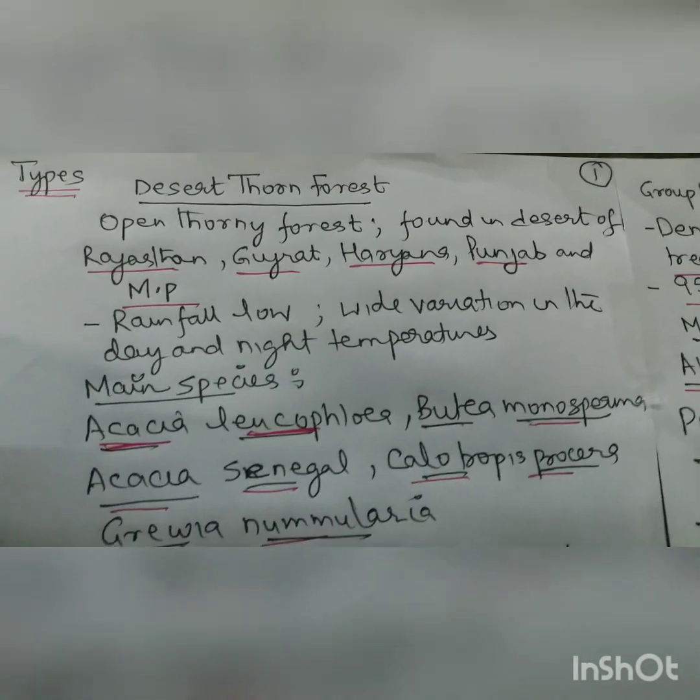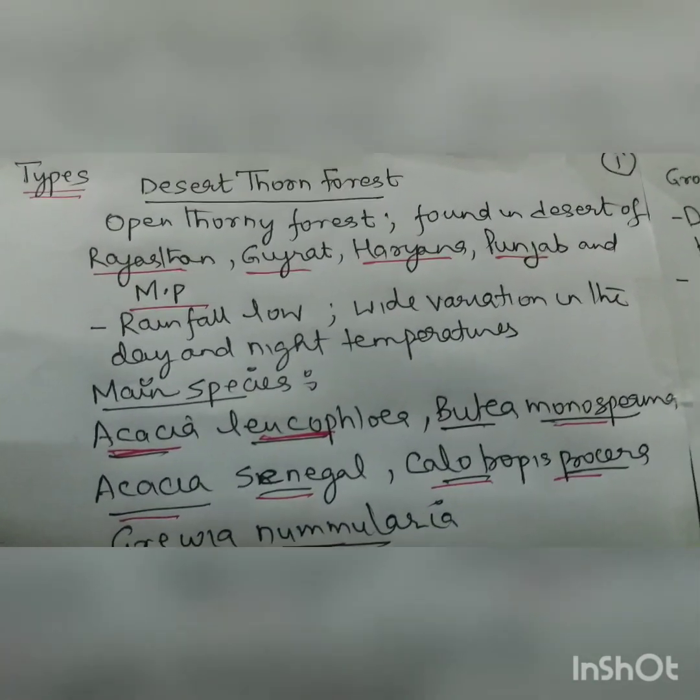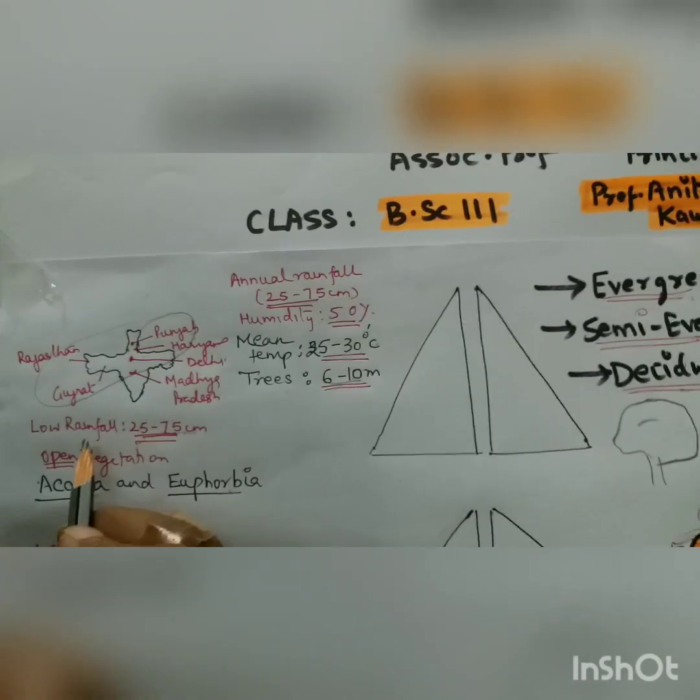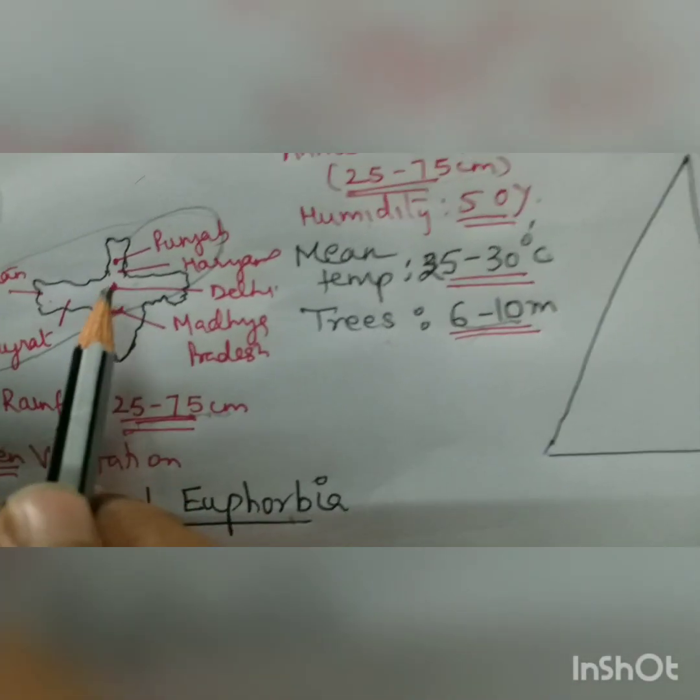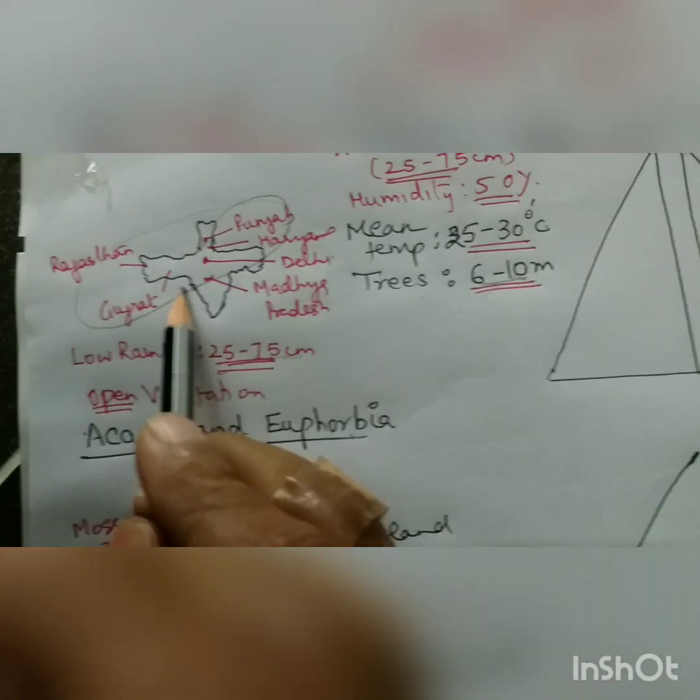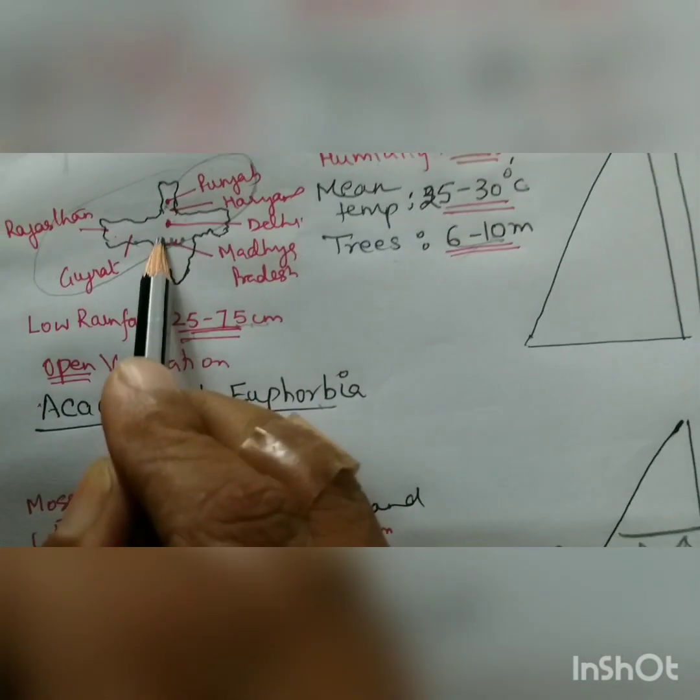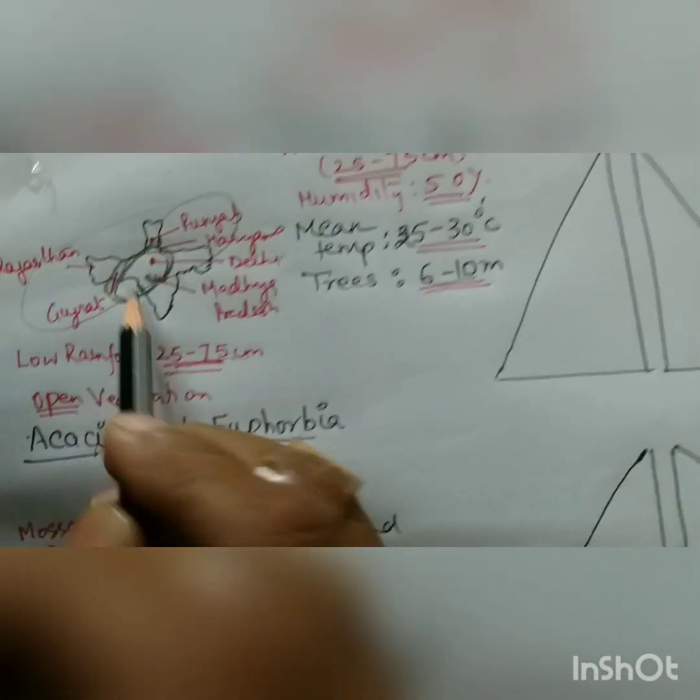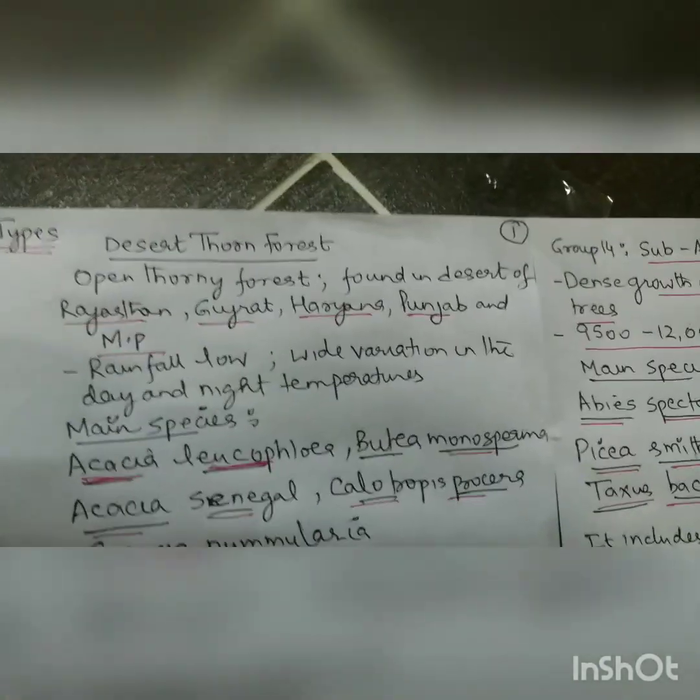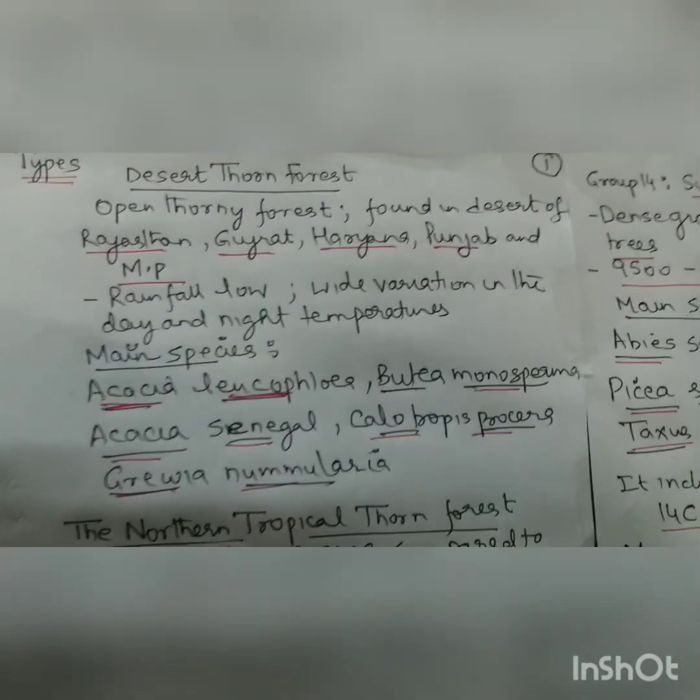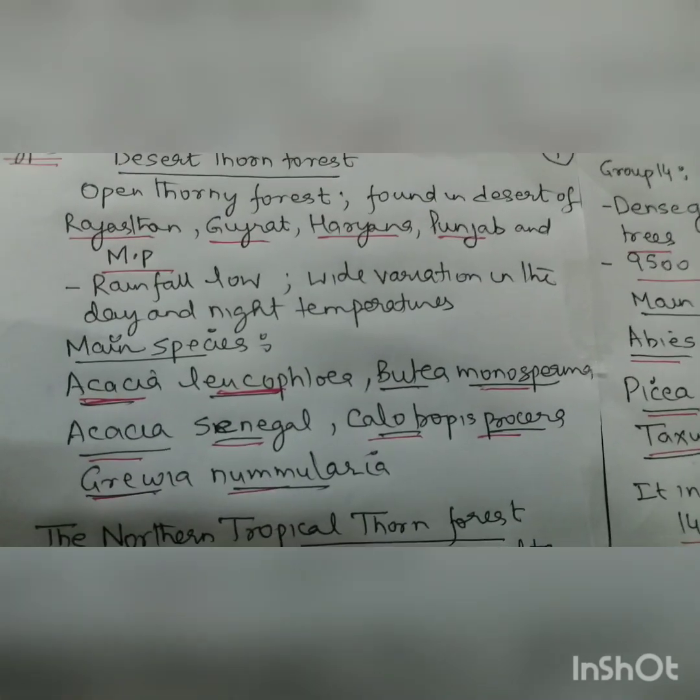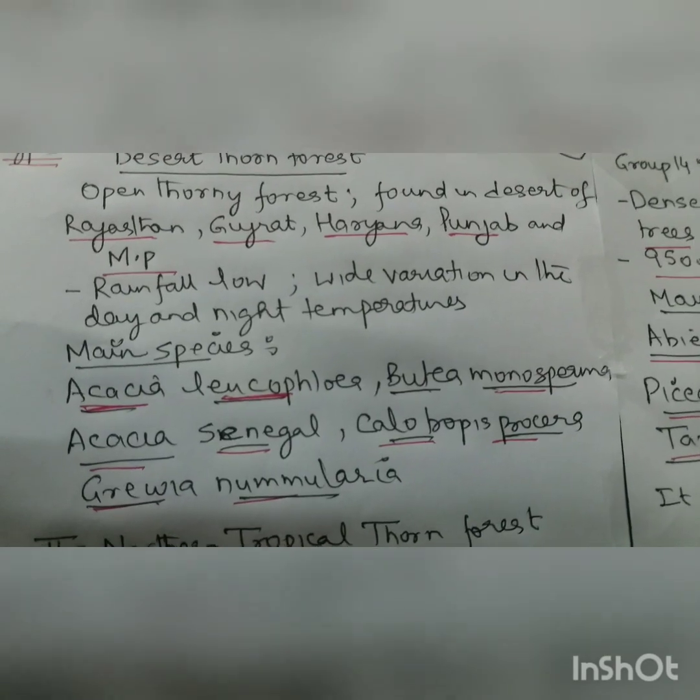Desert thorn forests are also open thorny forests found in the desert of Rajasthan, Gujarat, Haryana, Punjab and MP. We will come again to this part. So you see Punjab, Haryana, Gujarat, and this cup-shaped structure is called MP. This is basically the desert thorn forest, and rainfall is low, as we already know, 25-75 centimeter, and there is wide variation in day and night temperature. Days are hot and nights are cool.